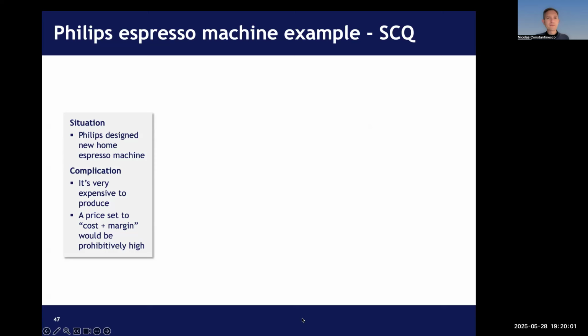And so if you just take the approach of, this is how much it costs us to produce, we add a margin of whatever, 10, 15%, and that's the price, it's never going to sell. Nobody will ever buy this thing because it's way too expensive for a home. So the question is, what business model should they use for this machine? So what we're going to do is use the business model canvas.